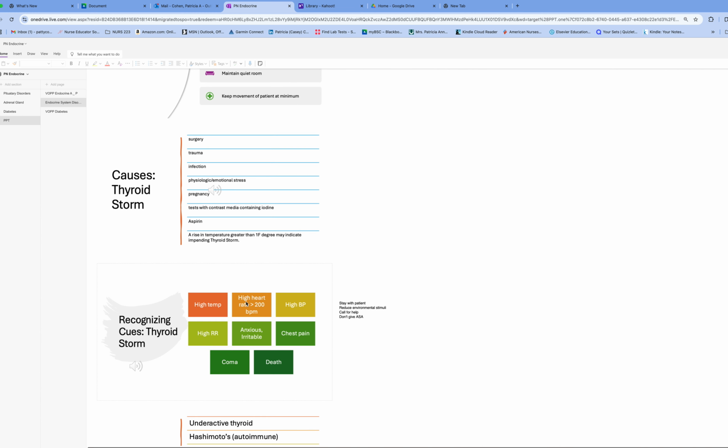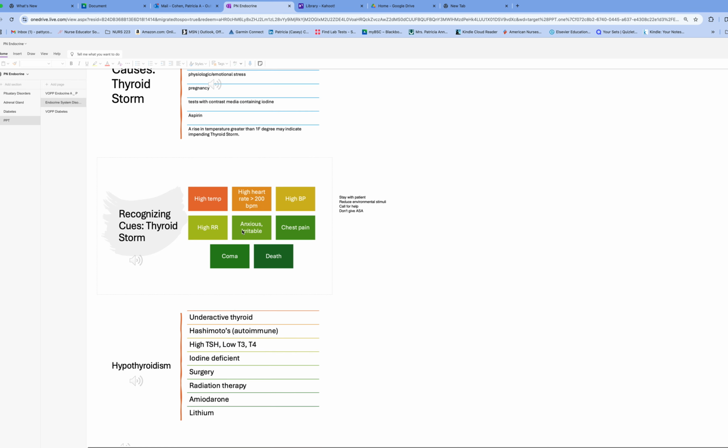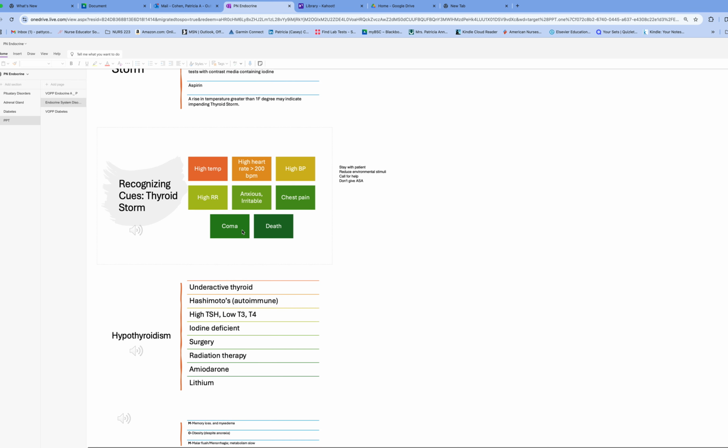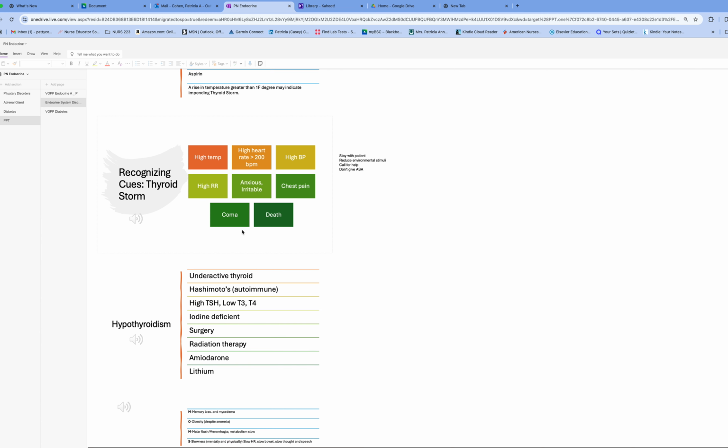Okay, thyroid storm. Anything that causes stress can cause a thyroid storm, okay? And also contrast media containing iodine can cause it. Aspirin can cause it. Okay, so know how to recognize it. They're going to have a high temp, high heart rate, high BP, be anxious and irritable, have chest pain, and then coma and death. Make sure you always stay with your patient. If you think they're in distress, call for help and reduce environmental stimuli, okay?